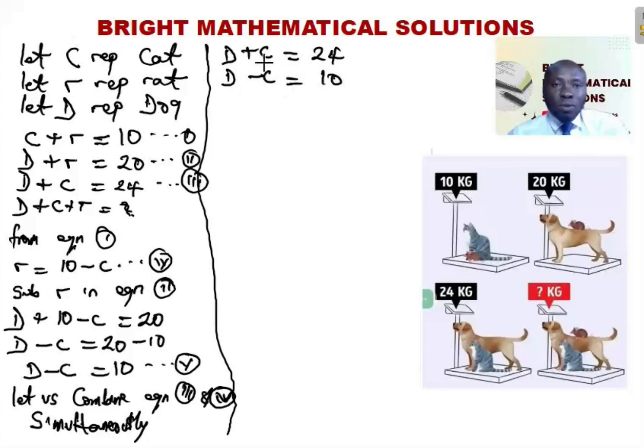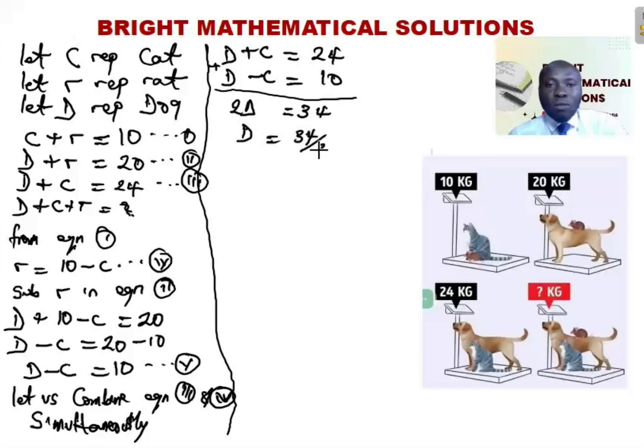Now we can just eliminate either of the two, but it is easy to eliminate C by adding the two equations together. Therefore this becomes D plus D, that is 2D. Plus minus C, that is eliminated. So 24 plus 10, that gives us 34. So from here D equals 34 divided by 2, and that gives us 17.